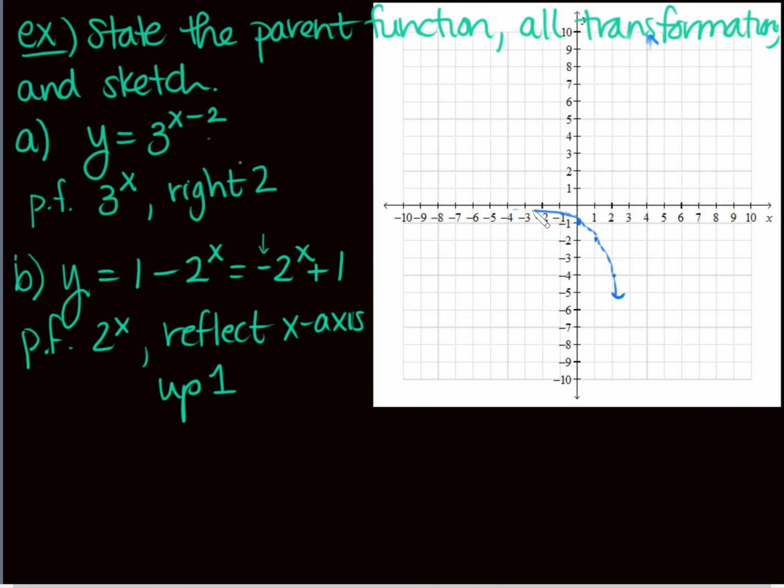Now what am I going to do with that guy, right? I'm going to go up 1. So now my final answer is I'm going to move all of these points right here up 1. So this guy, instead of getting really, really close to the x-axis, is actually going to get really, really close to 1. So that guy's going to move up 1, and we're going to get something like this, okay? I hope that makes sense.